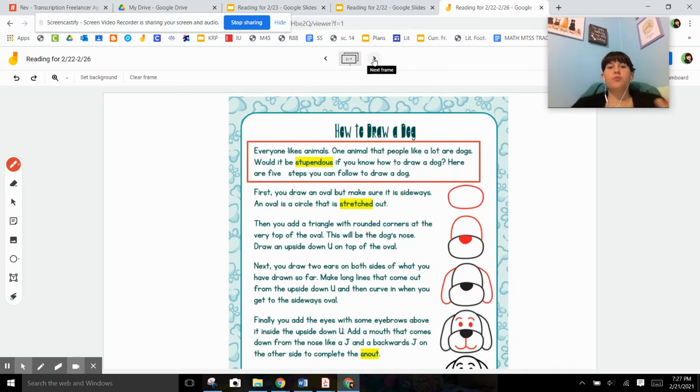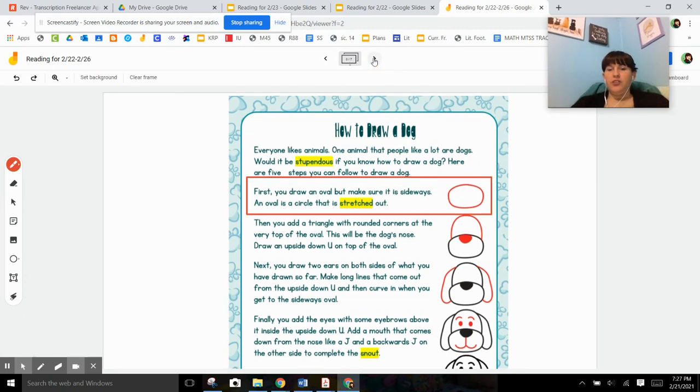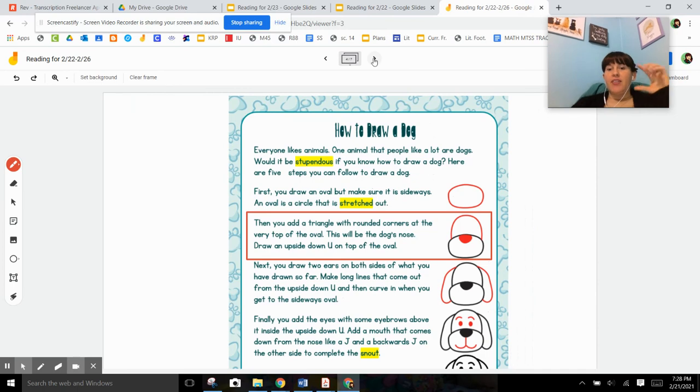So stupendous. If you know how great and grand and awesome and fabulous and big would it be if you knew how to draw a puppy dog all on your own. So stupendous, we're going to learn how to draw a puppy dog. First thing you do is you make that oval that is stretching it out. Then you add that little rounded triangle, and then you add the upside down U that doesn't have that extra tail. It's just the U part at the top.